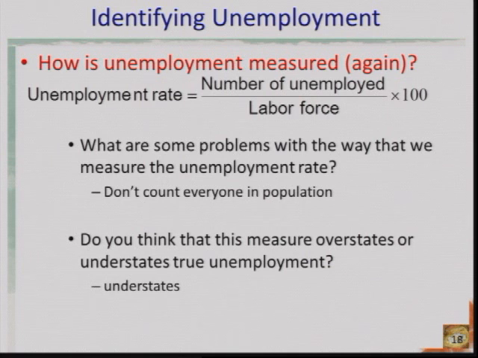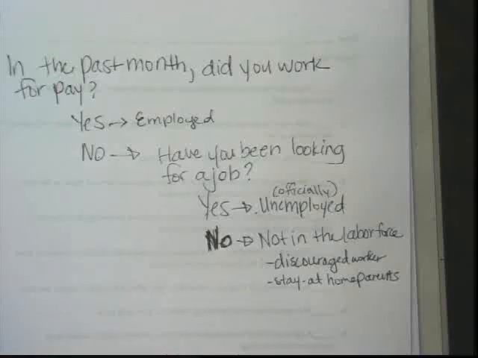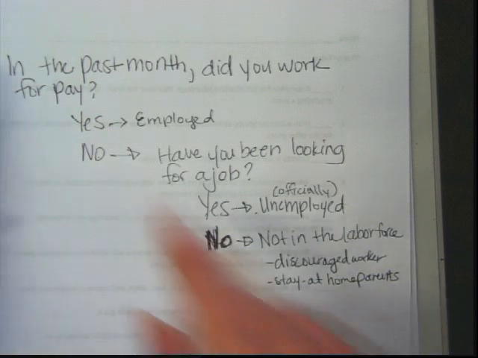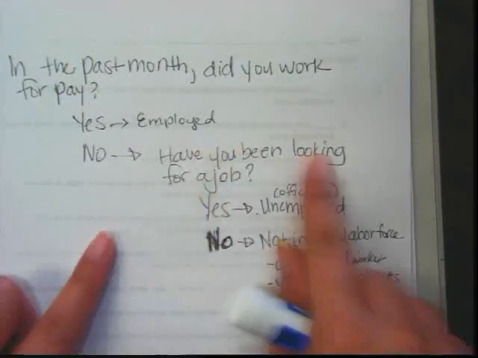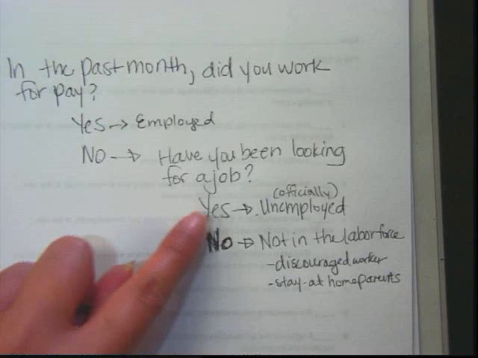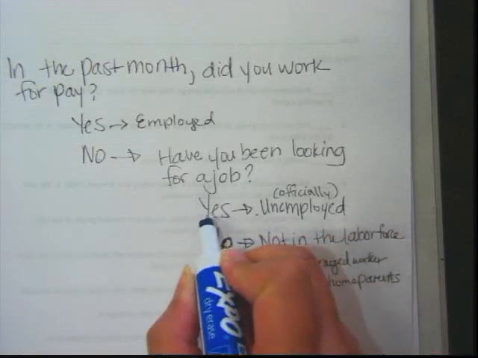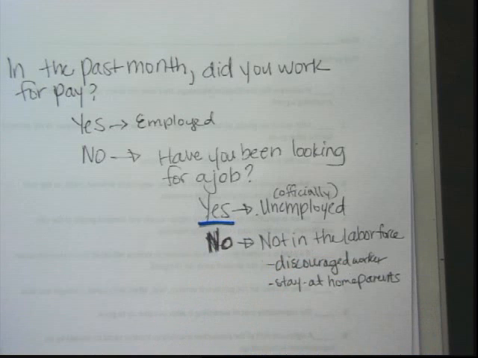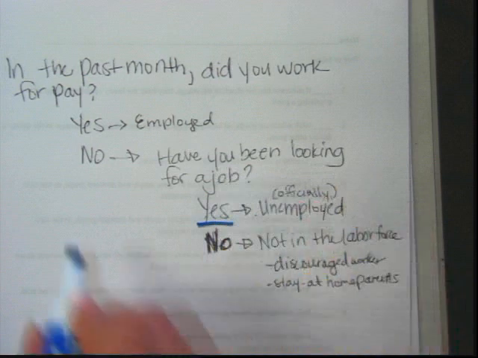Let me pick back up these questions. Can anyone think of another problem? When we're calling people at their house, and we're asking them in the past month, have you worked for pay? Have you been looking for a job? What else could go wrong here, the way that we're collecting our data? People could lie. Okay, what if they lie right here? What if they say, yeah, I have been looking for a job, but they're really not? What are they going to do to the unemployment rate? Make it go up.